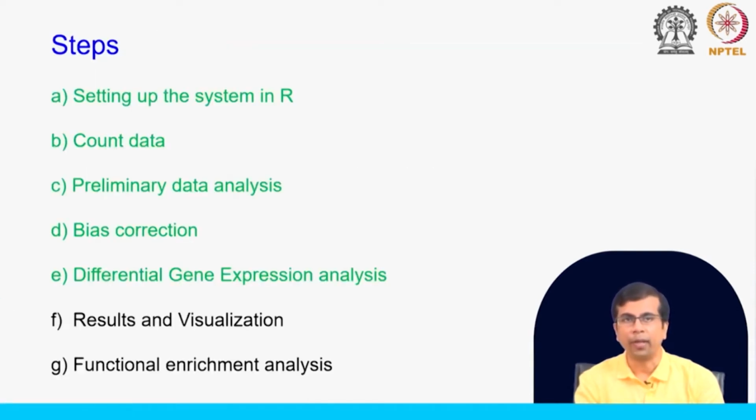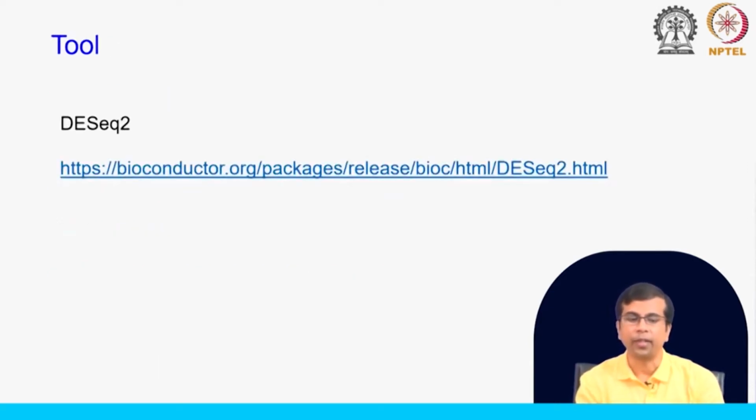Okay. So, again coming back to the steps, we have completed up to this bias correction part and we can start with the differential gene expression analysis, and for that we will use this tool DSEC2 that I have already introduced and I have also shown you, right, how we can install this package. Okay. So, we will now use this package to actually run this analysis and then of course, we can generate some interesting results which we can interpret and visualize.